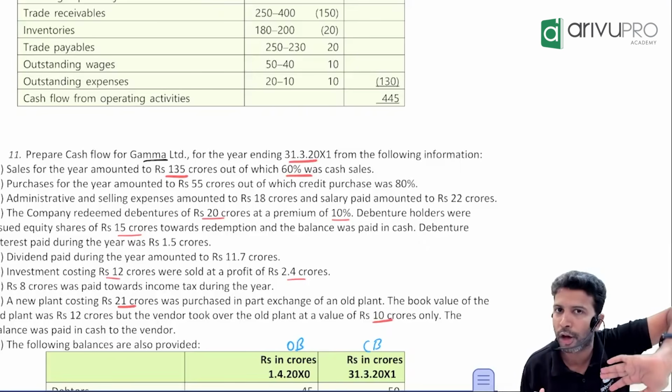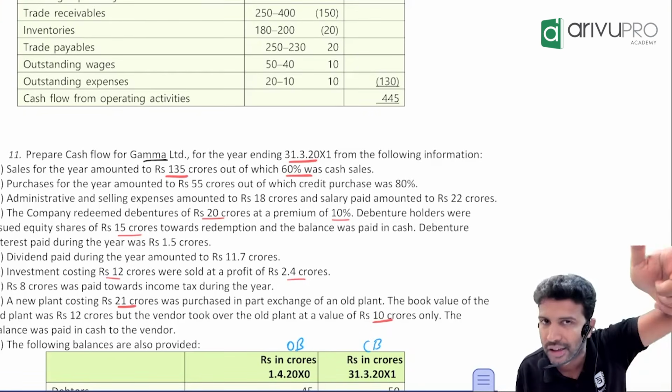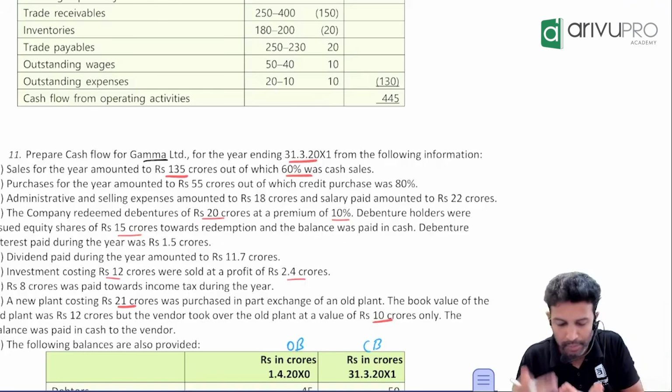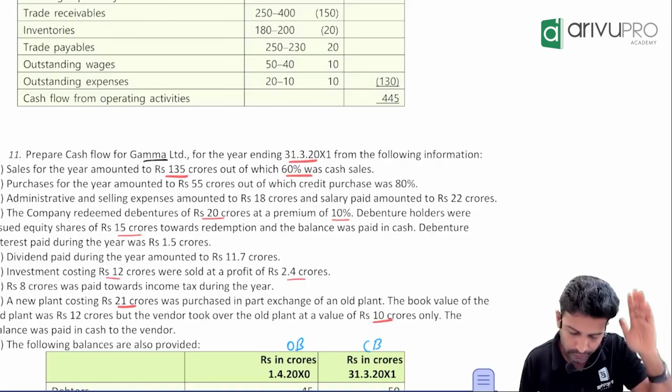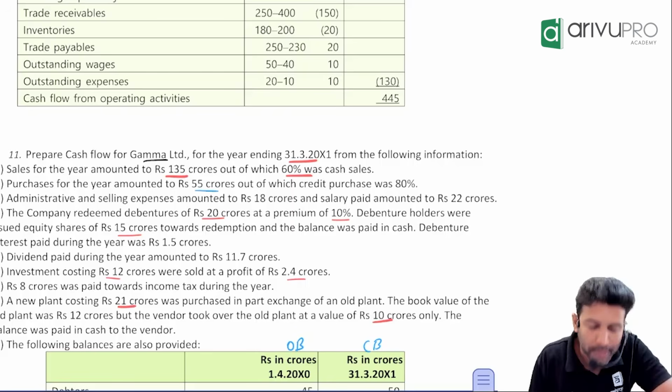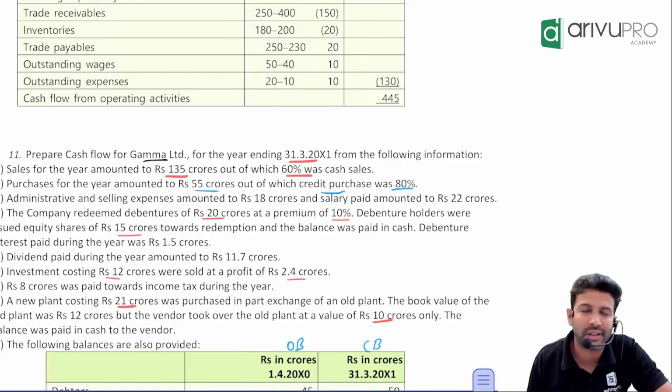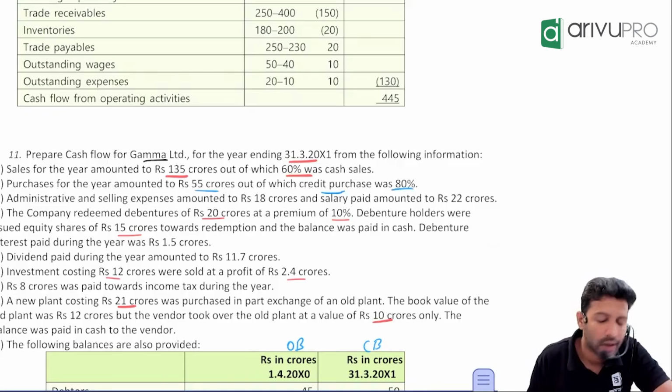So when you have a format, as in when you read the adjustment, you can go on capturing under the respective bucket. So you will be able to solve the question faster. Okay, next. Purchase is how much? 55. Out of that, credit purchase is how much? 80%. If credit is 80, cash will be 20. 55 into 20% is 11 crores.